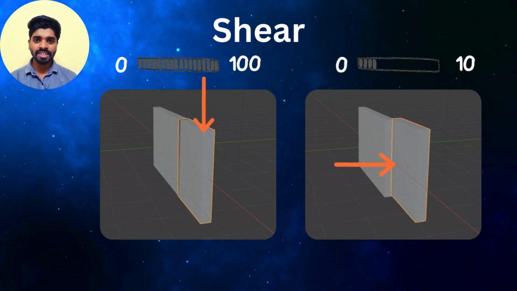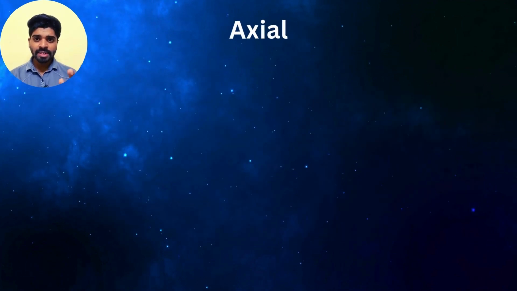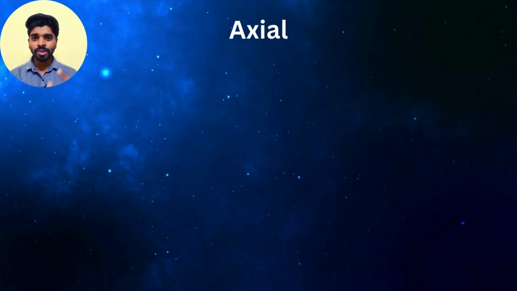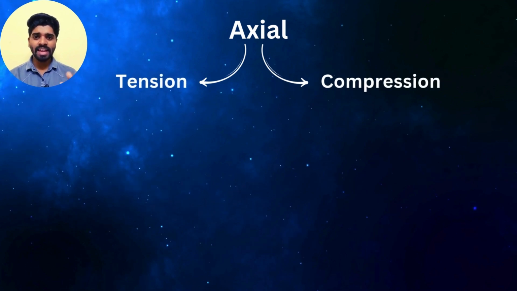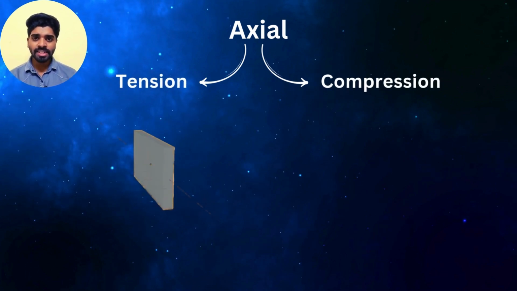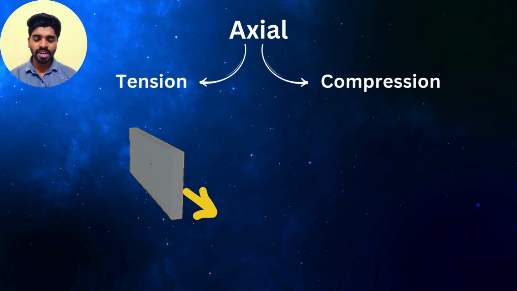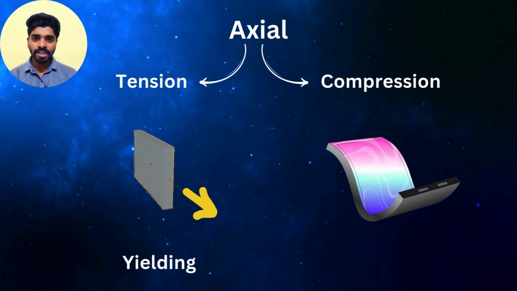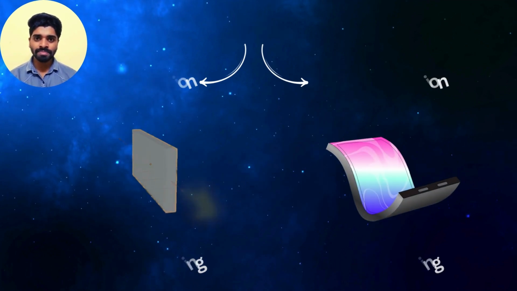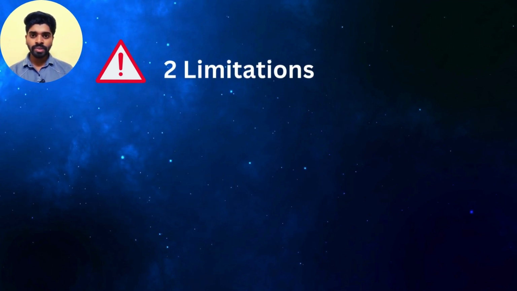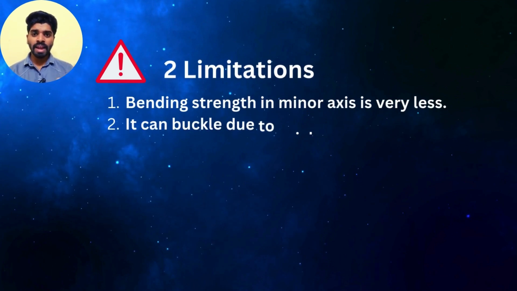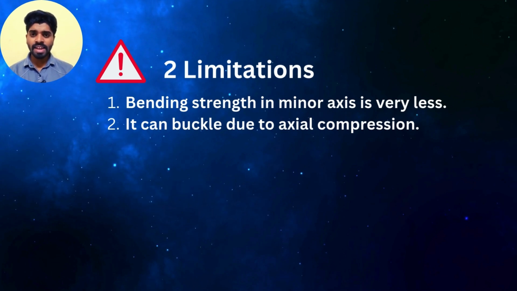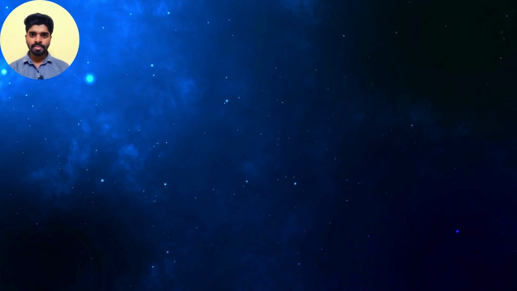It has very less strength in that direction. And the third is axial. In axial, there are two kinds of forces, axial tension and axial compression. In axial tension, it only has to deal with the total gross area because the plate will fail only in yielding. But in axial compression, it may also fail in buckling. So this plate has two major limitations. First is bending strength about the minor axis is very less, and second, in axial compression, it has the possibility to buckle. What if we increase its thickness also?